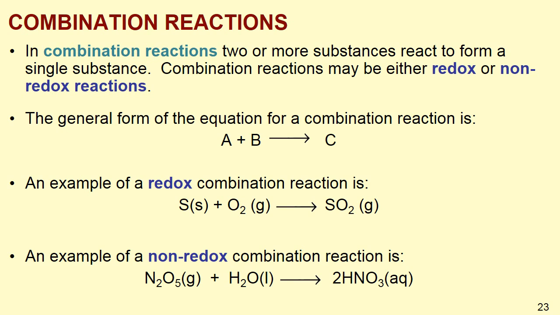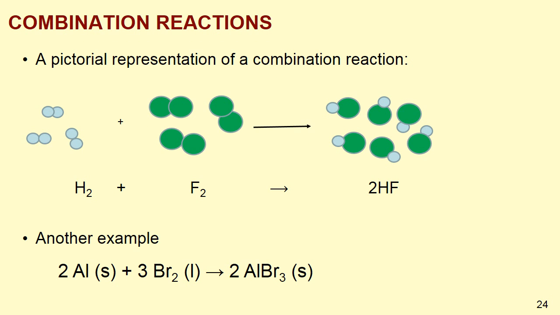You can see the general form: two reactants add together to form one product. That's a combination reaction. An example of a redox combination reaction is where sulfur combines with oxygen to form sulfur dioxide, that rotten egg smell. An example of a non-redox combination reaction is N2O5, dinitrogen pentoxide, reacting with water to give us nitric acid, HNO3. Here's a pictorial representation, so you've got two different things combining to form one product. And then you can see another example down there.